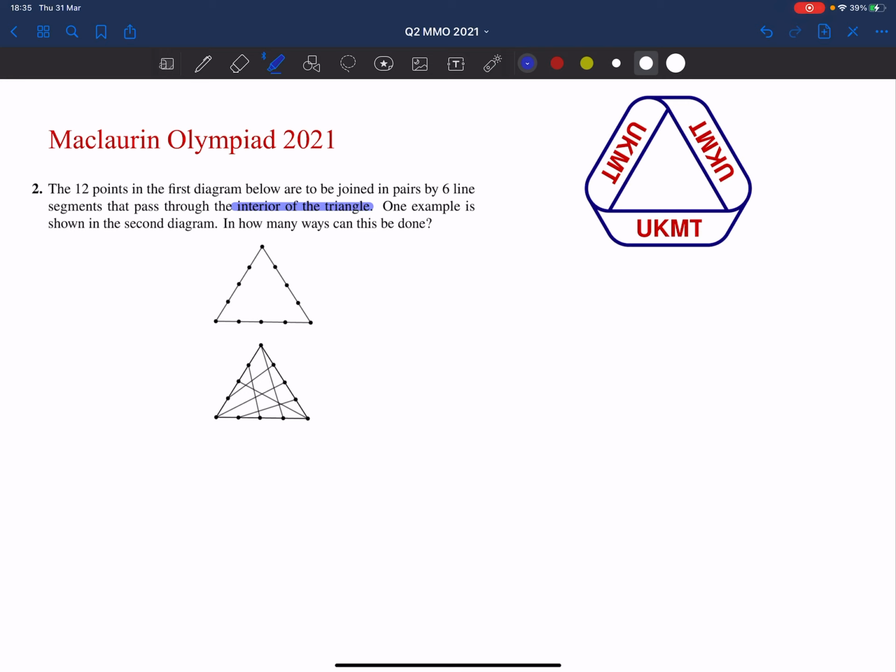And they've given us an example, which is extremely generous in an Olympiad question, basically giving us a massive hint. So I'm going to redraw the diagram. So we have 12 points, like that, and I'm going to label each one of these points with a different letter.